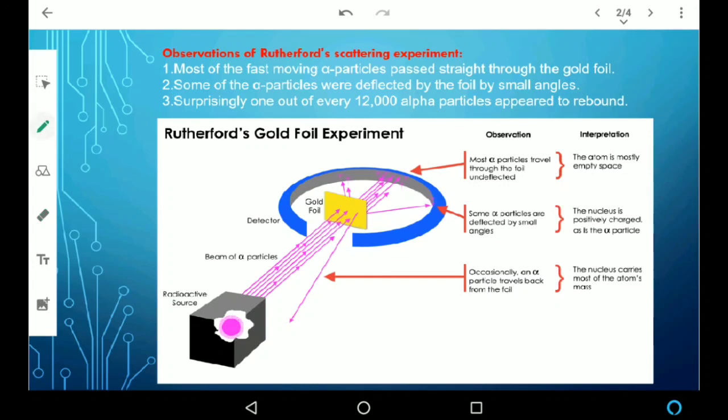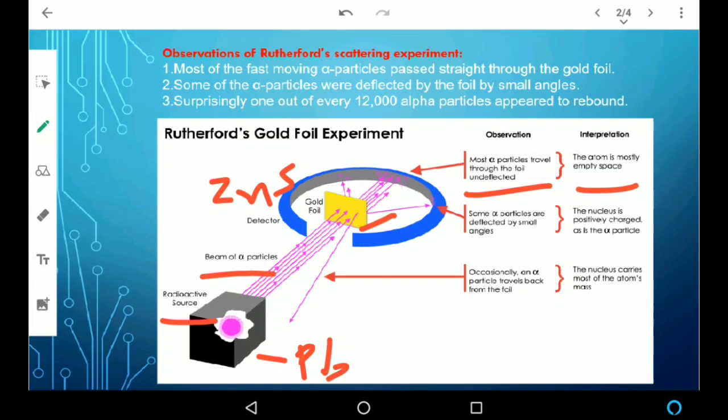Here you can see that there is a box which is made up of lead, and it contains the radioactive source, which is mostly made up of uranium or thorium. The beam of alpha particles strikes the gold foil, and here is the detector, which is made up of zinc sulfide, which I have already told you earlier. The observations were that most of the alpha particles travel through the foil undeflected, and the interpretation is that the atom is mostly empty space.